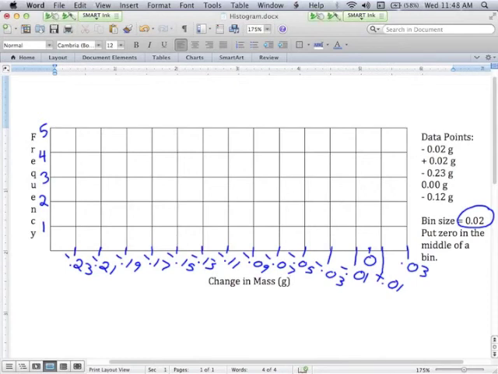Okay, now that I have all my bins labeled, I'm going to sort my data into bins. And I'm going to color in one box for every data point. Let's do the first data point first. Negative 0.02 grams. So where does it fit? What is it between? It's between 0.03 and negative 0.01. So negative 0.02 goes here. So I color in that box.